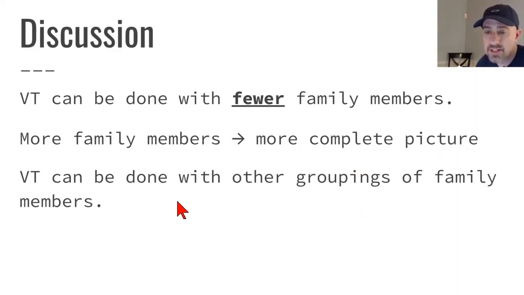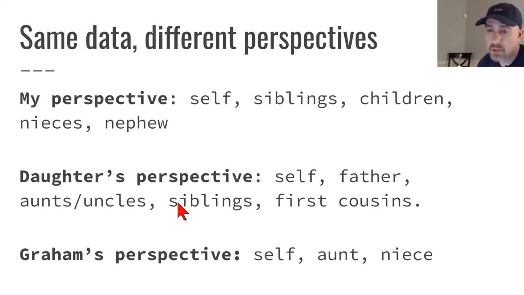I would also emphasize that visual triangulation can be done with other groupings of family members. It doesn't have to be like the group of family members that I used in this specific example. It could be quite a different group, and you can begin to see how there's some flexibility there just by shifting the perspective in this example that we've already discussed. So from my perspective, this was self and siblings and children and a niece and a nephew, all compared with Graham and his close family members.